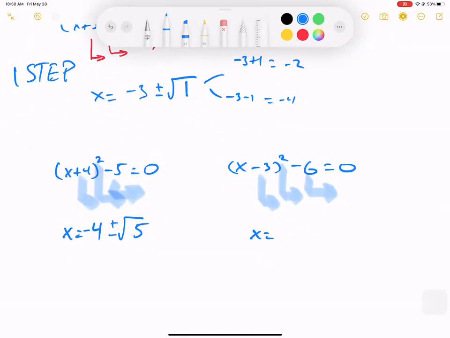On the right side, let's do it again. What number did I get rid of first? The 6. Opposite of minus 6 is plus 6. Opposite of square is square root, plus and minus. And what's opposite of minus 3? Plus 3.